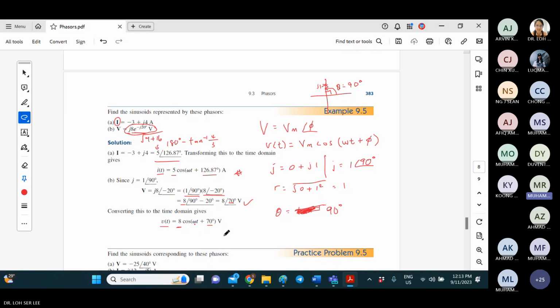So for this topic, the final answer must be converted to time domain? It depends on the question. If the question asks you to find the sinusoid, then your answer will be either VT or this IT. It depends on the question. Okay, so you know how to convert from time domain into the phasor forms, or from phasor forms, you convert into the time domain.